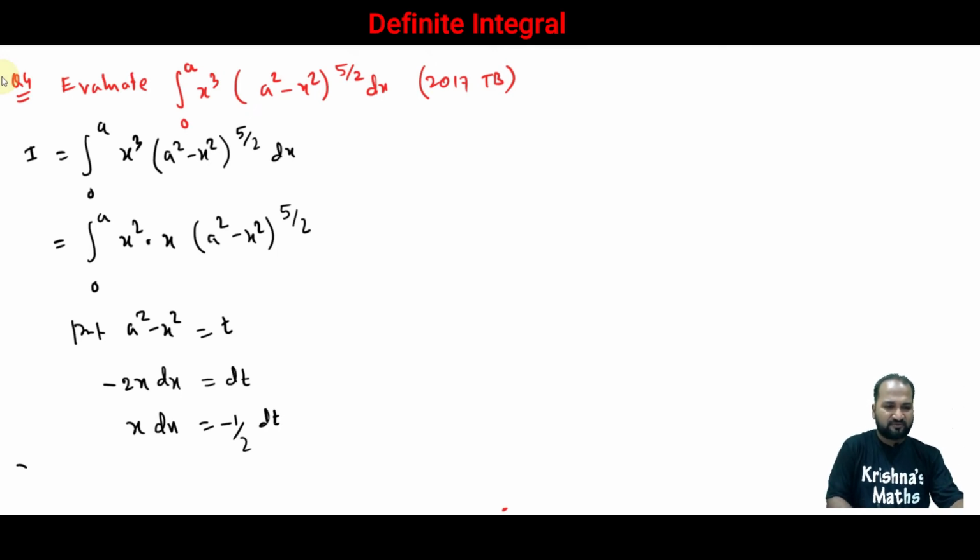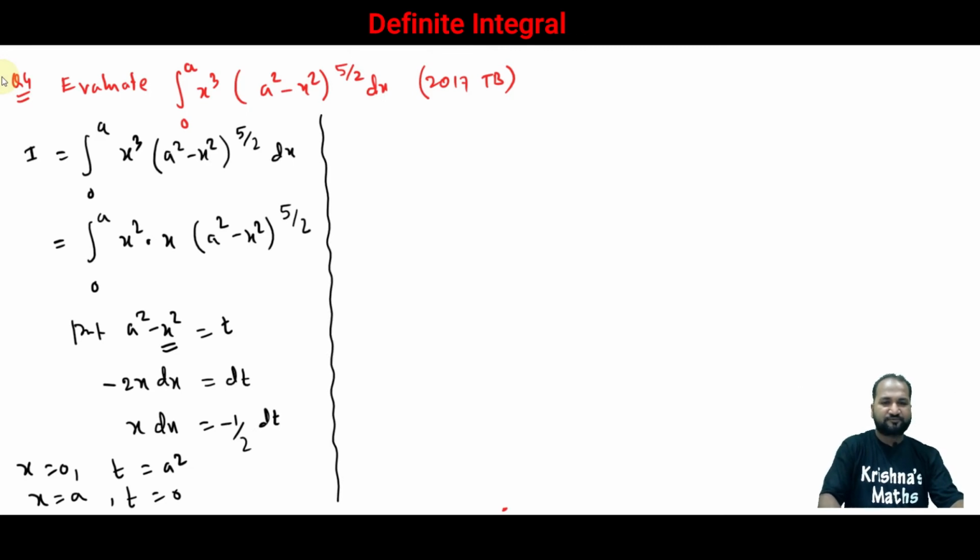Change the limits. When x is equal to 0, t is equal to a square. And when x is equal to a, t is equal to 0. So I is equal to integration, at 0 it is a square, and when x is a it is 0. So a square to 0, x square.